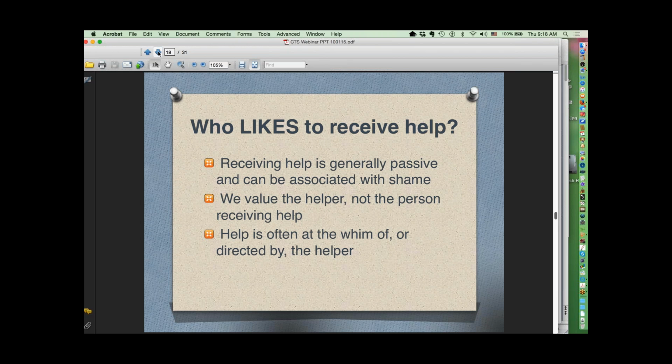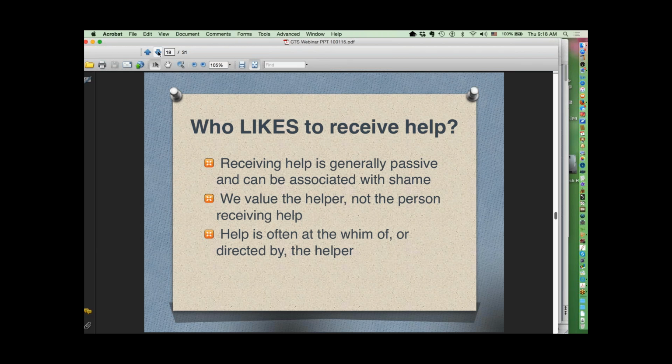And if you look in our society, I think we generally associate help with being passive while someone else does something for us. I think it's often associated with shame because we put a very strong value on independence and we tend to discourage needing help.